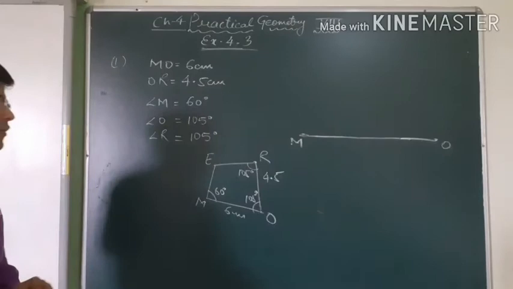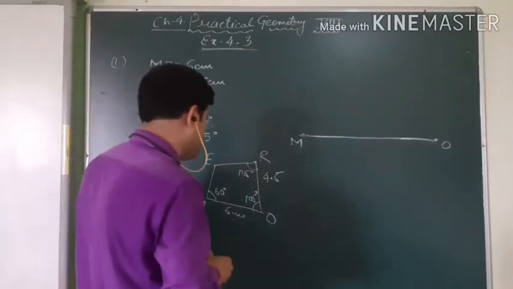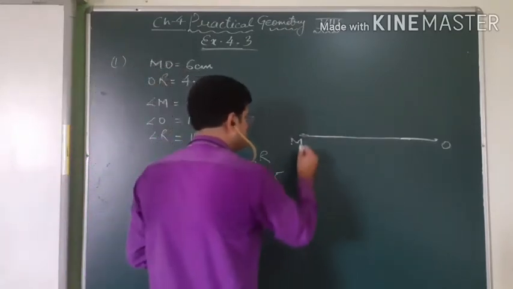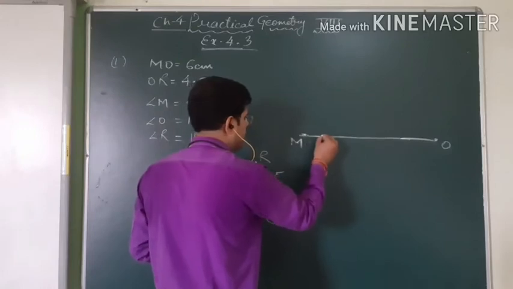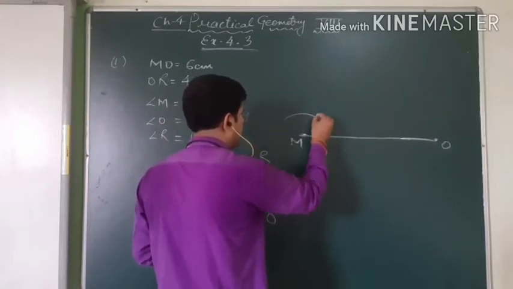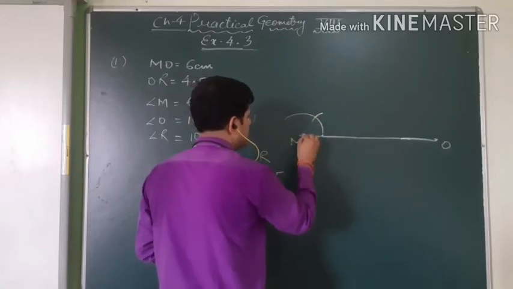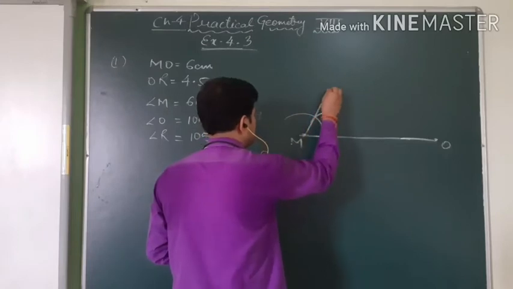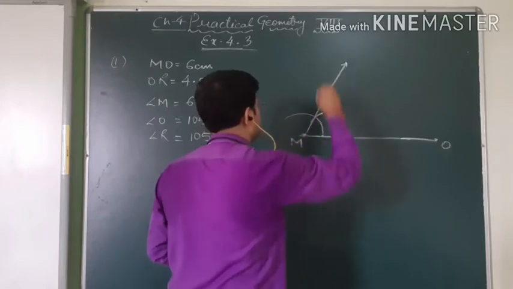Okay students, now firstly we have the 6 centimeter MO. After that, from the point M we have to make a 60 degree angle. How to make a 60 degree angle? Take the primary arc and mark it like this, one is 60, without changing the distance in the compass. This one is 60 degrees.